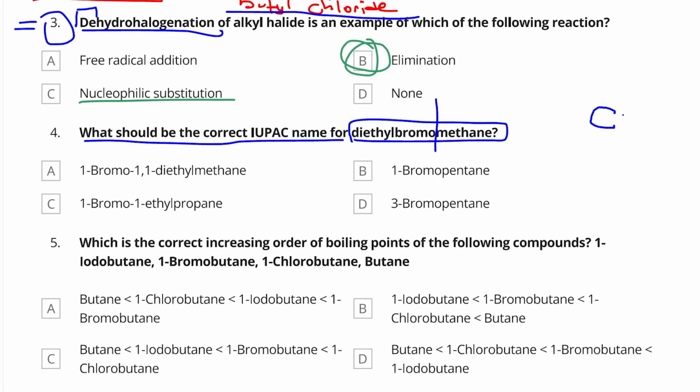So draw the methane, which means CH4. By writing CH4, we omit the prefixes. But here we have prefixes attached to the methane, which means attached to that carbon. And we have diethyl and one bromo. This means we have to make some change.